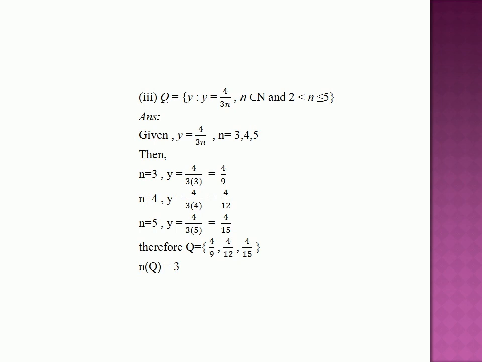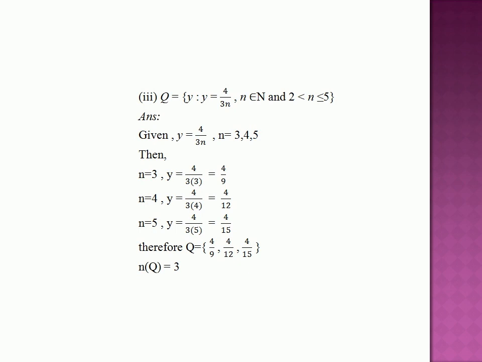Third subdivision. Q is equal to y such that y is equal to 4 divided by 3n, n belongs to N and 2 less than n less than or equal to 5. Here y is equal to 4 divided by 3n and n belongs to the set of all natural numbers which is 2 less than n less than or equal to 5. In between 2 to 5 the number you can substitute. So 2 is less than only, so we can't take 2. Here we have to take from 3 only. So 3, 4, 5 is less than or equal to, so we can take 5. 3, 4, 5. We have to substitute the values instead of n is 3, 4 and 5.